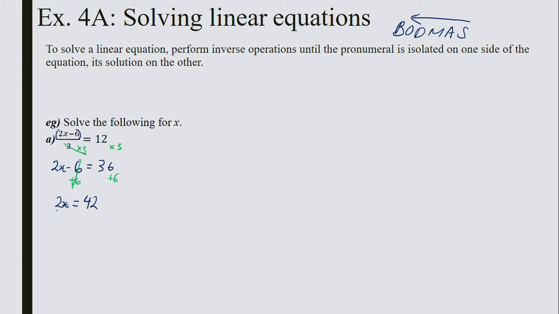Finally, we've got a times 2 here, so 2 times x. To get rid of the 2 times, we need to do divided by 2. And we do that to both sides one more time. And that gives us our solution of x equals 21.